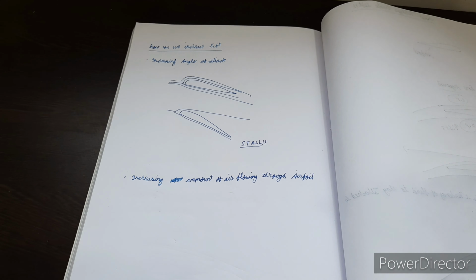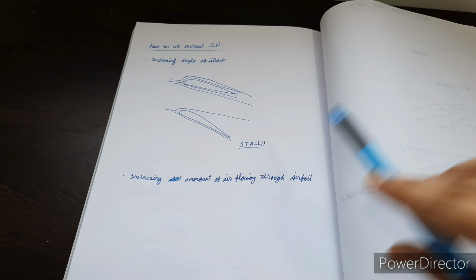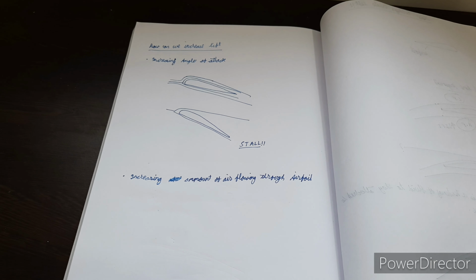The second way to increase lift is by increasing the amount of air flowing through the airfoil. That is by increasing the speed of the aircraft to increase the amount of air flowing through the airfoil. I hope I have been able to explain how wings create lift in an easy manner.